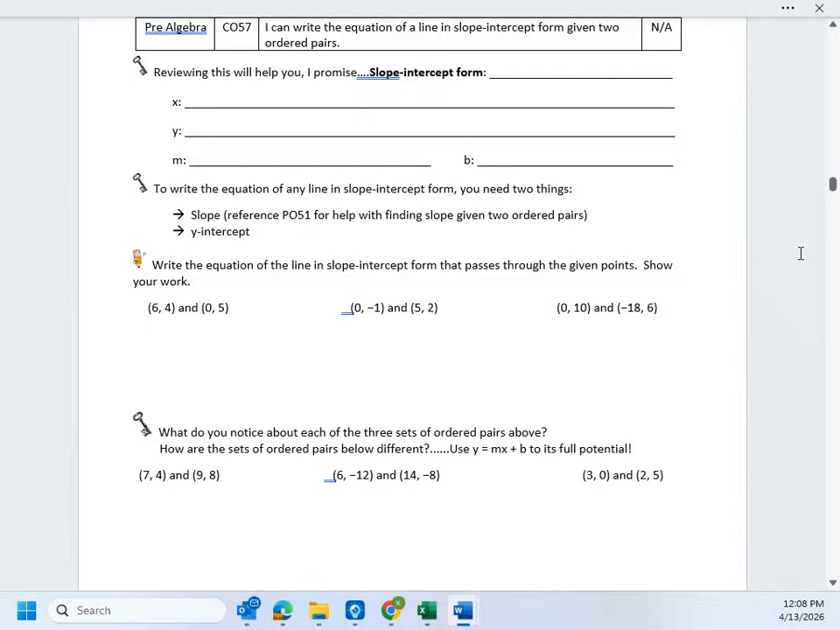Good morning, or actually good afternoon, and today we are continuing on with slope-intercept form. We are doing CO57. I can write the equation of a line in slope-intercept form given two ordered pairs. So we're doing the same slope-intercept form, we're just finding a new way of figuring it out. So reviewing this will help you.